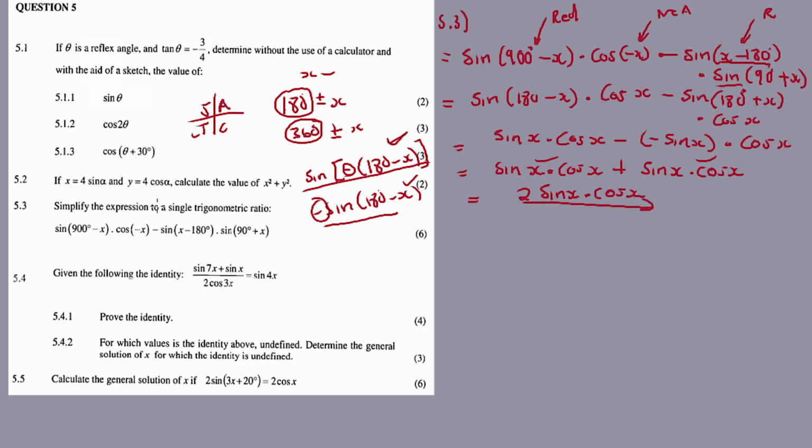Alright, but the question asks for a single trigonometric ratio. Single, not sine and cos, so it's not a single trigonometric ratio. We must simplify further. This looks familiar, it's the double angle of sine. So we have sine 2x. Now I have answered it as a single trigonometric ratio.